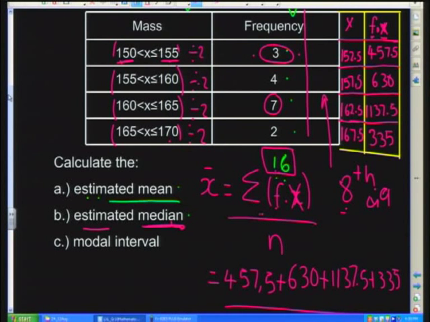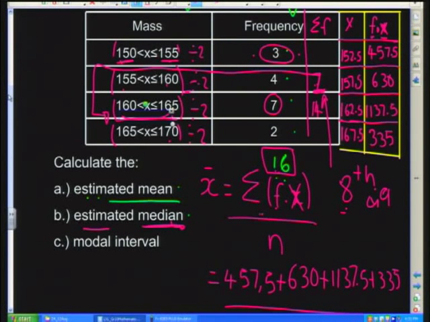So 3 plus 4 will give me 7. So over there I'm already up to 7. And then 7 plus 7 will give me 14. Okay, so all I'm doing here is I'm adding the frequencies. All right. And so in interval 2, so that's between 155 and 160, we are only up to 7 bodybuilders. So therefore we know that the 8th one must fall in the very next interval. Okay, because obviously if 7 ends up to 160 kilos, then 8 must fall into the next interval. So therefore our estimated median is going to be in the interval 160 to 165. Okay, so that's going to be our estimated median.